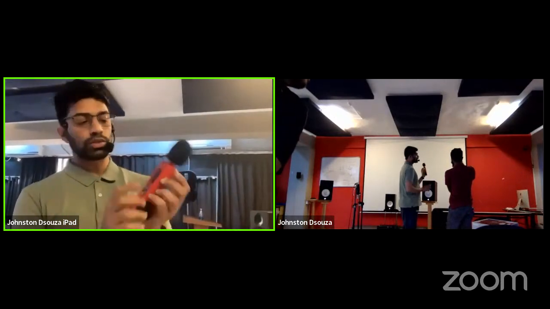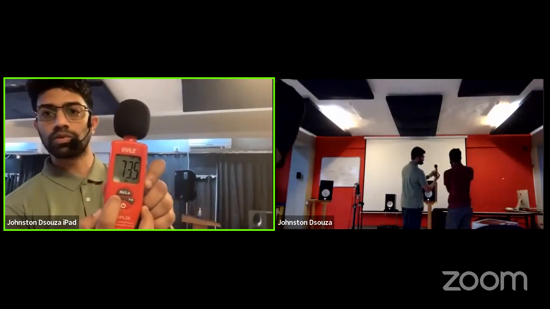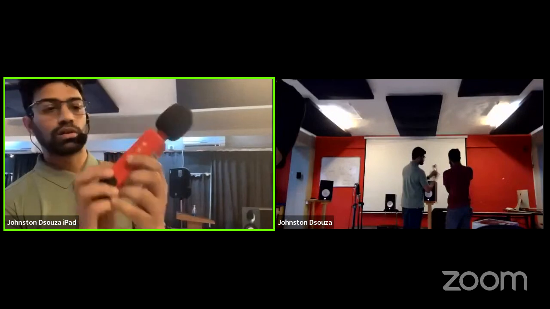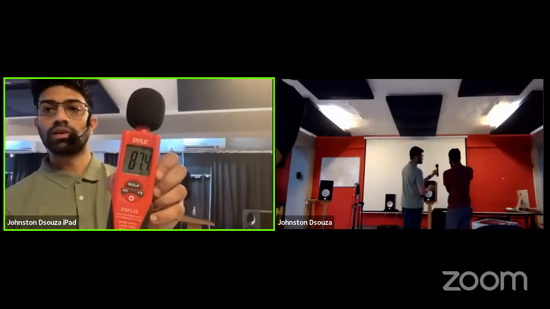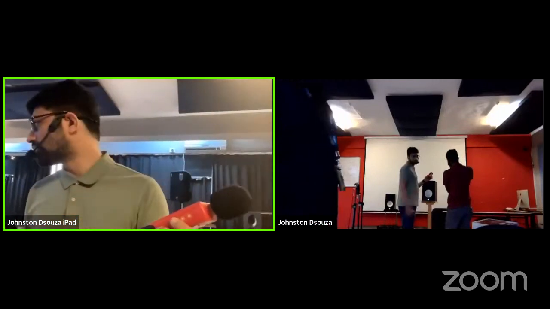Now I'm going to put it to C weighted. There's a button here which says A and C. So right now it's on A weighted. I'm going to press it and put it to C weighted. And now we're going to play the noise at the same level and see if you get a change in the reading.